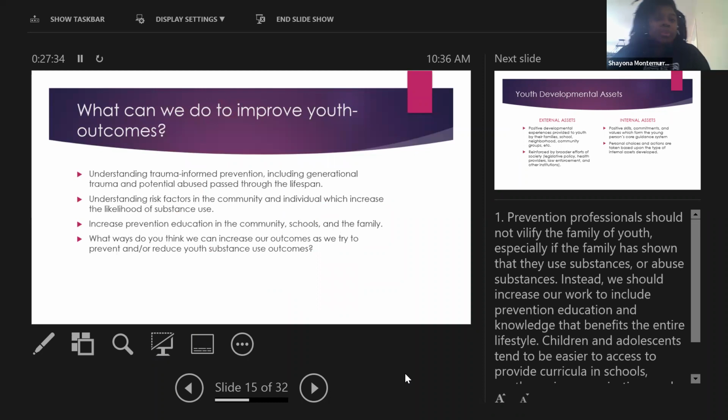So what can we do to improve youth outcomes? First of all, prevention professionals should understand trauma-informed prevention. As we talked about before, everything is overlapping. Trauma-informed prevention as well as risk factors are overlapping. We need to understand trauma-informed prevention, generational trauma, as well as potential abuse that has been passed through the lifespan. We need to understand the risk factors in that community. And we should also work to increase prevention education within the communities and schools.